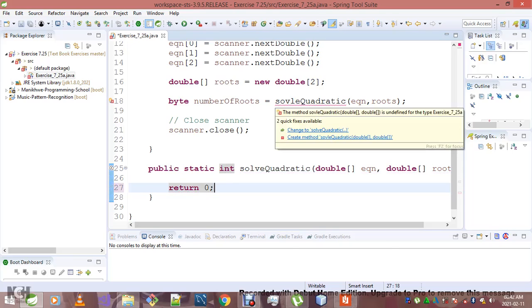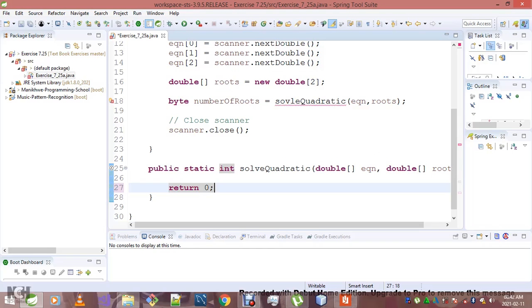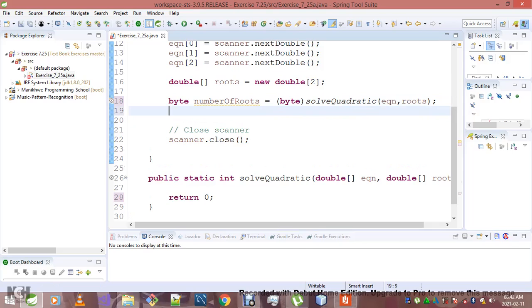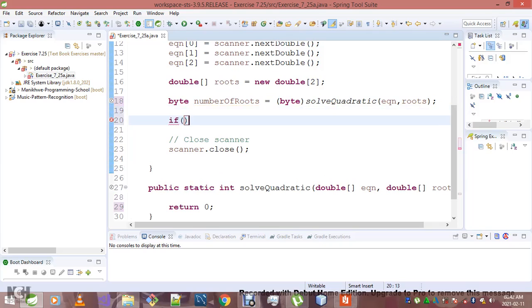Solve quadratic. Solve, not solve. Again, why? Oh, I've got to typecast this to a byte. Okay, the next thing for me to do is simply go if number of roots is equal to 2.